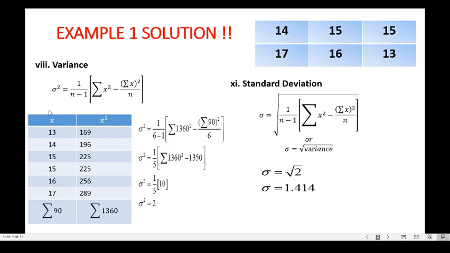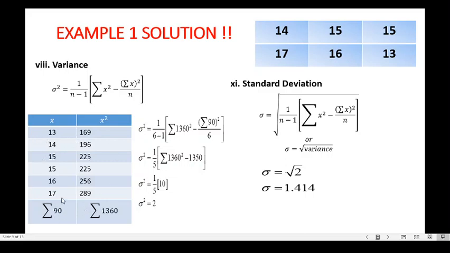So we're going to create one table, and then we're going to put the x values. The x values are these numbers, 13, 14. We arrange them from the lowest to the highest accordingly. Then we add another column for x powered by 2. So we need to calculate it one by one.